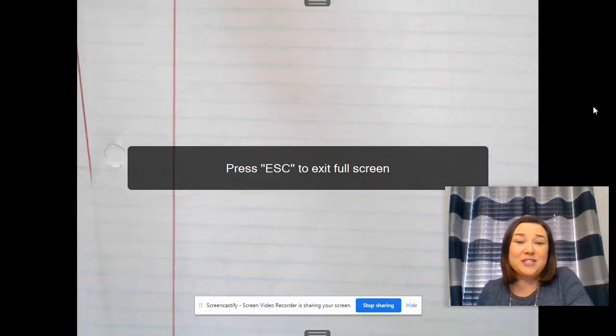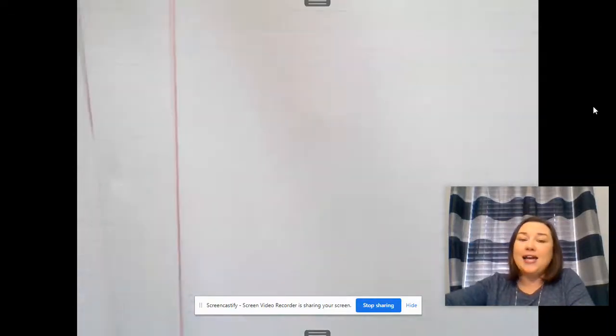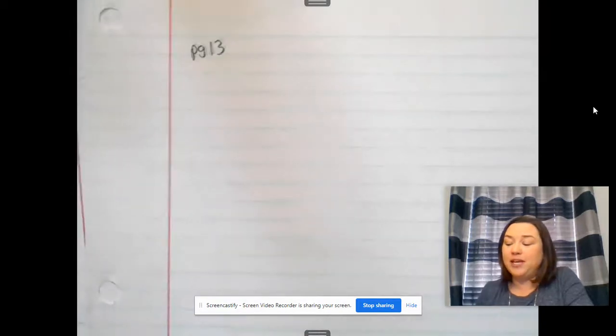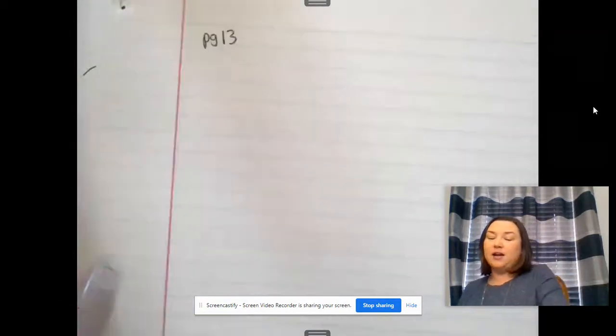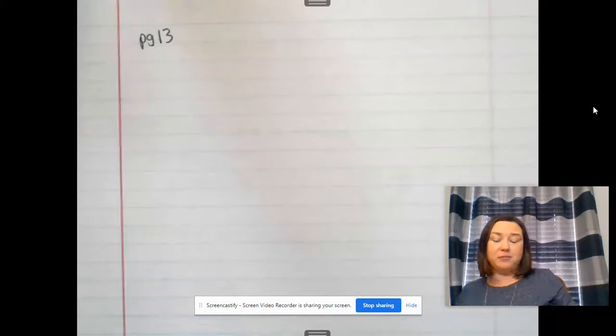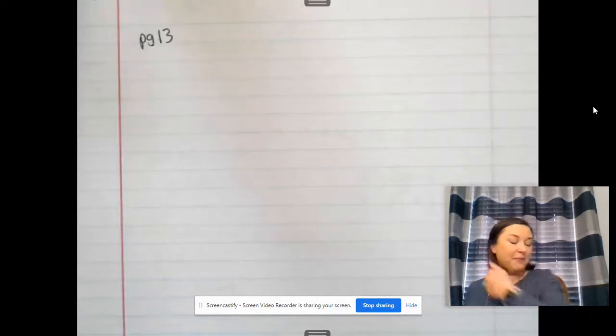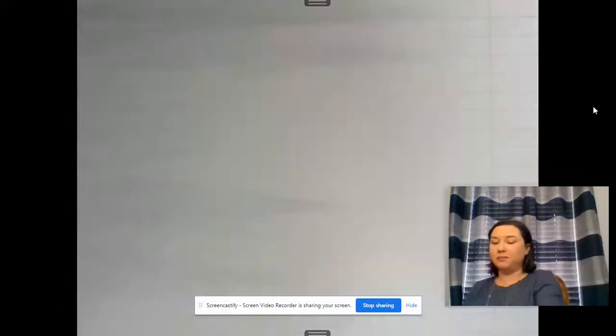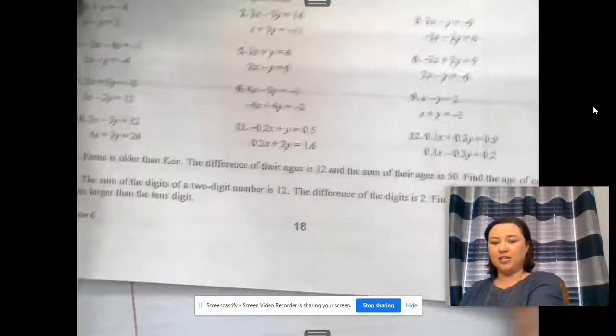Okay, now we're going to look at some systems word problems. I am going to be doing a couple problems from page 13. I am writing this on a sheet of paper because I have limited space in my packet. But this is what the problem looks like on page 13.